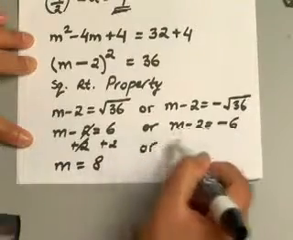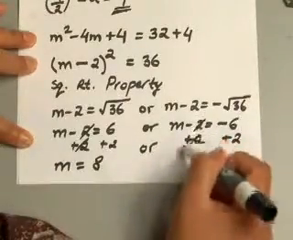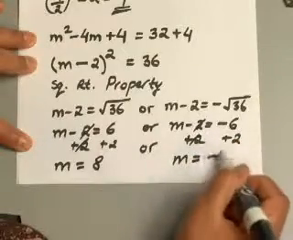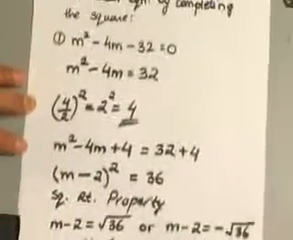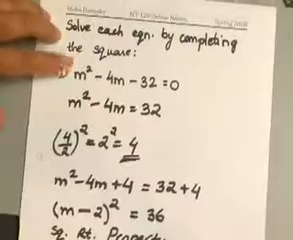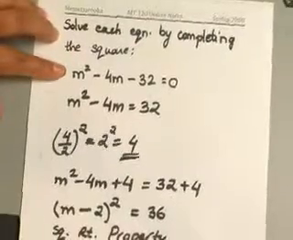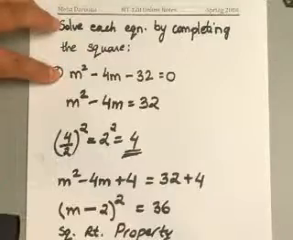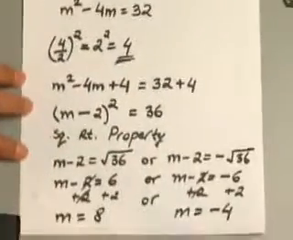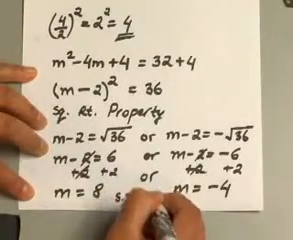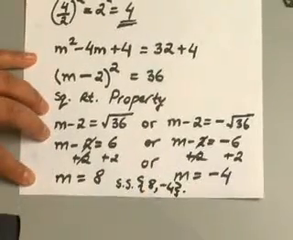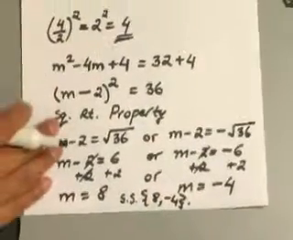Alrighty, now we're ready to solve for m. So take your 2 over, and you end up with m equals 8, or m equals negative 4. So again, if you want to check your answers, take 8 and negative 4 and plug them back into the original equation, which was m squared minus 4m minus 32, and see if you end up with a true statement or not. So in this case, we can say that your solution set is going to be the numbers 8 and -4.